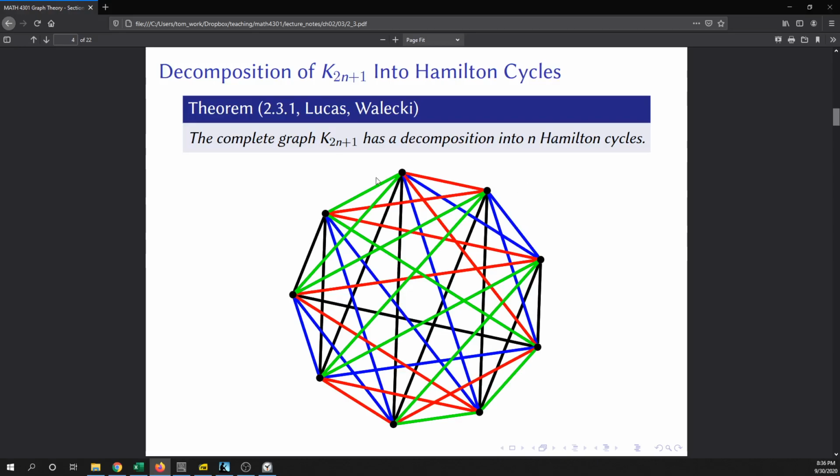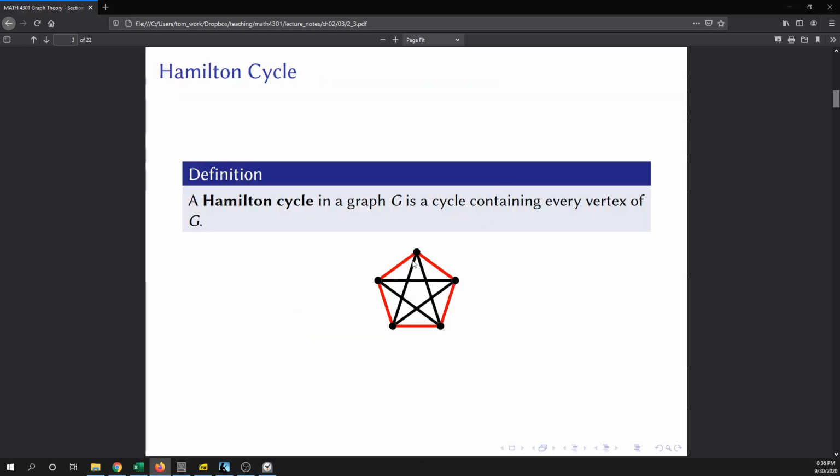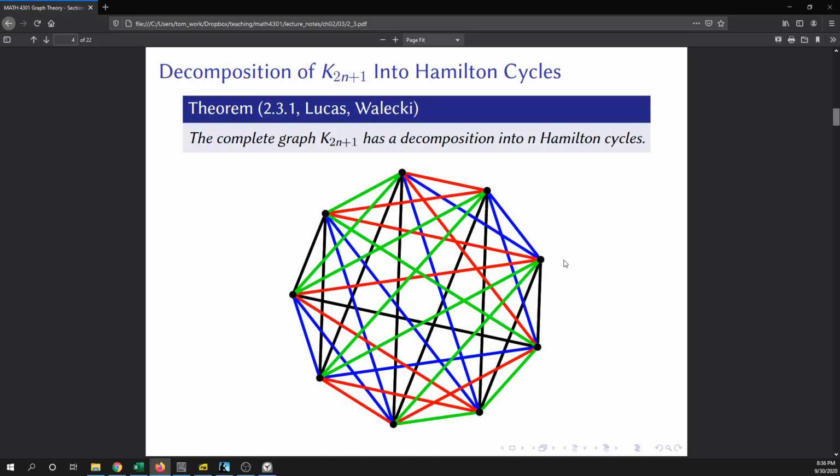So in the previous slide, we had a decomposition of K5. For K5, the n would be 2. And so there is our decomposition into the 2 Hamilton cycles here. Here is a little bit more complicated one. This is the complete graph on 9 vertices. So for 9 vertices, our n would be 4, because 2 times 4 plus 1 is 9.